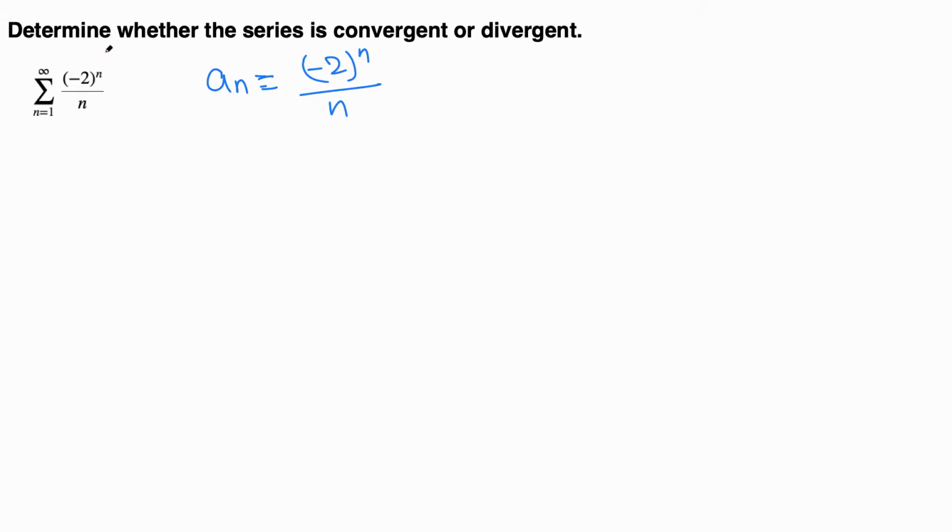But here the question is asking whether this is convergent or divergent. So the alternating series test can't be used to show divergence. So I'm not going to use the alternating series test. Instead, I'm going to use the root test. This can also be shown, convergence or divergence, using the ratio test. See my other video for the same problem, but I'm using the root test here.